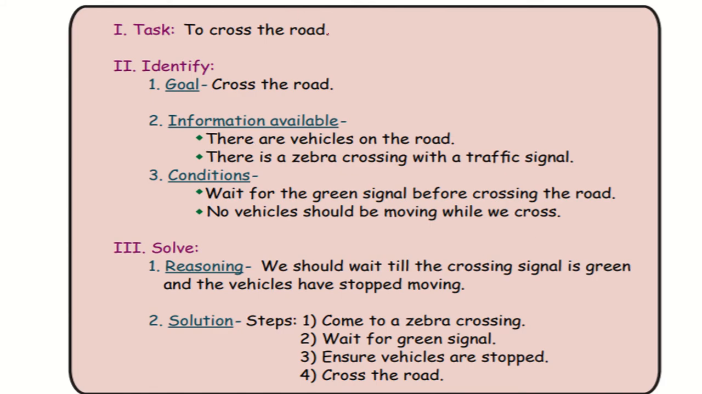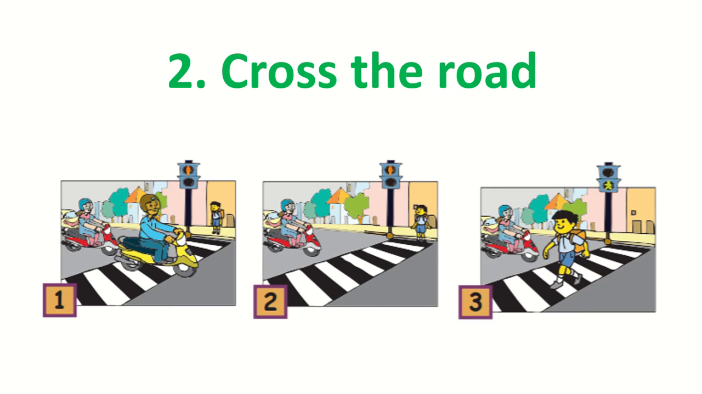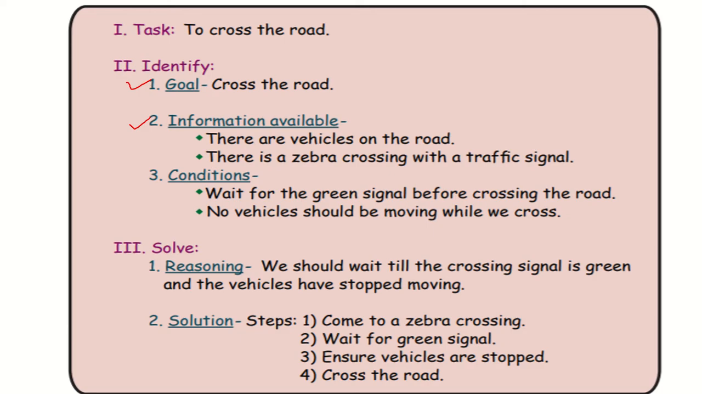Now here our first step is the goal. Goal is to cross the road. Means what we have to find? We have to cross the road. What is the information available? After looking at these pictures, we have found here that there is a zebra crossing and some vehicles are also moving here. So the information is there are vehicles on the road and there is a zebra crossing with a traffic signal.